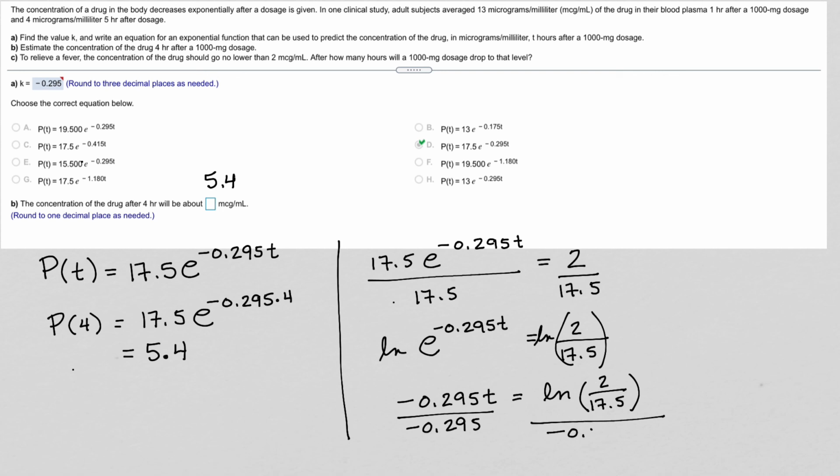Wow. And what does that equal? Okay, that turns out to be about 7. They have you round that to the nearest whole number of hours. So about 7 hours, and you should take more of that drug, whatever it is. All right, that's how you do that problem.